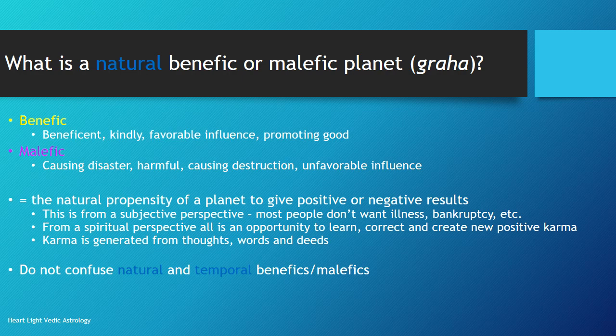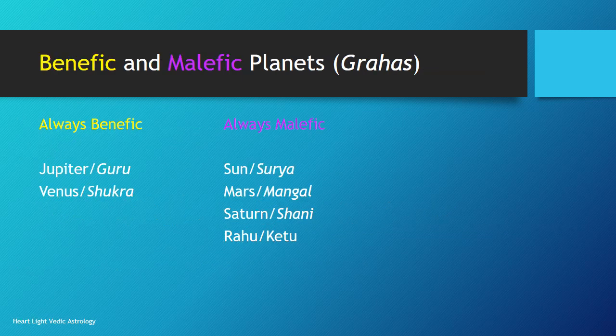Okay, so I think we covered most of the slide. Let's move on. All right, so there's some planets that are always benefic and always malefic, so always clear what these planets tend to deliver in people's lives. So the planets that are always benefic are Jupiter, or Guru in Sanskrit, and Venus, or Shukra in Sanskrit. So Jupiter and Venus, always benefic. On the malefic side, there's Sun, or Surya, Mars, or Mangal, Saturn, or Shani, and then Rahu, Ketu.